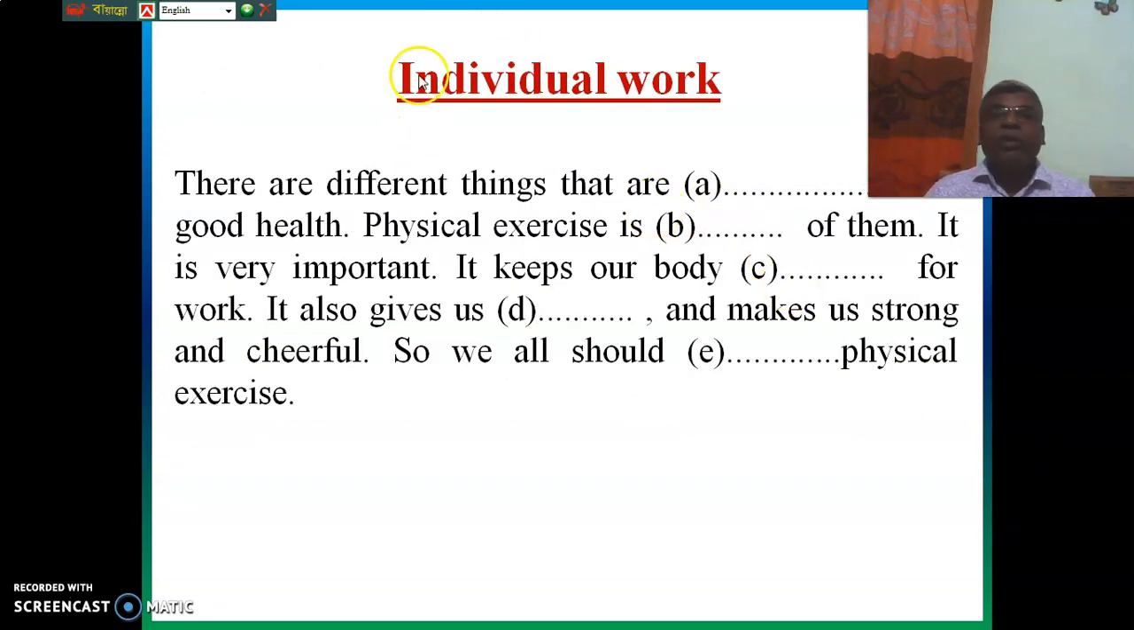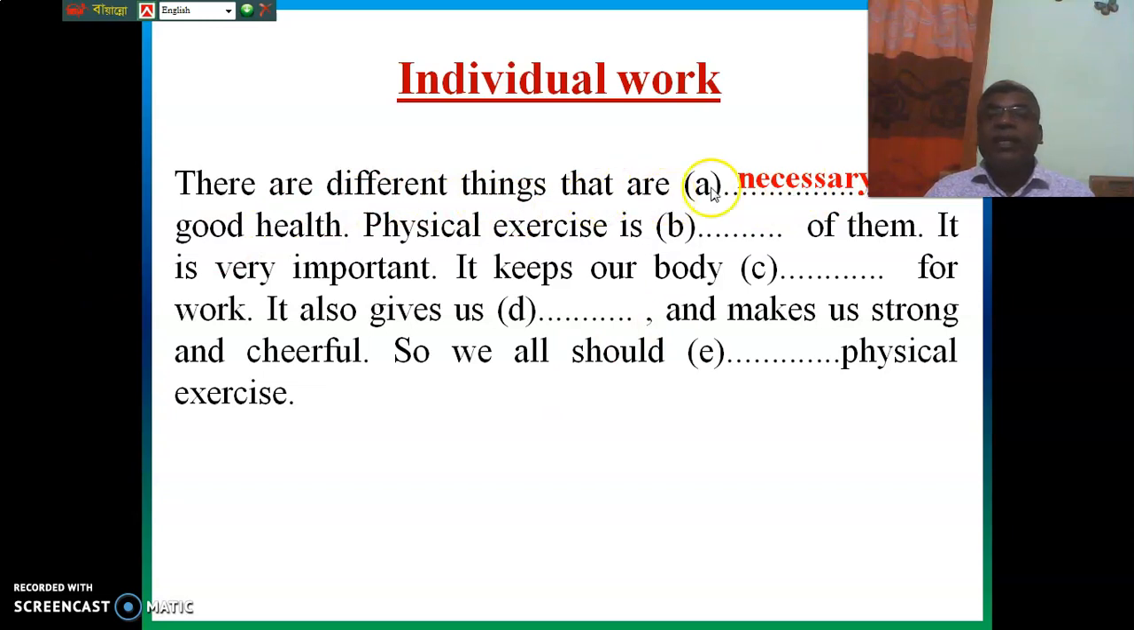In personal work or individual work, there are different things that are blank for good health. Physical exercise is blank of them. It is very important. It keeps our body blank for work. It also gives us blank and makes us strong and cheerful. So we all should blank physical exercise. Now I am completing this sentence for you. Look, here is a word: necessary.